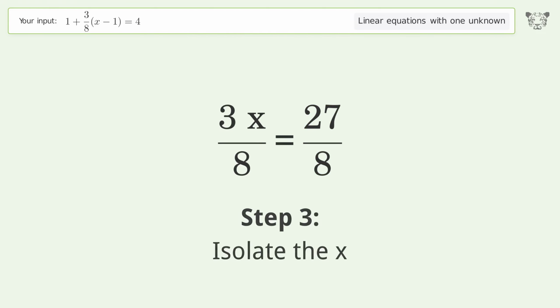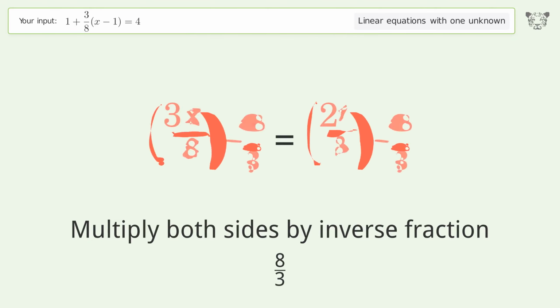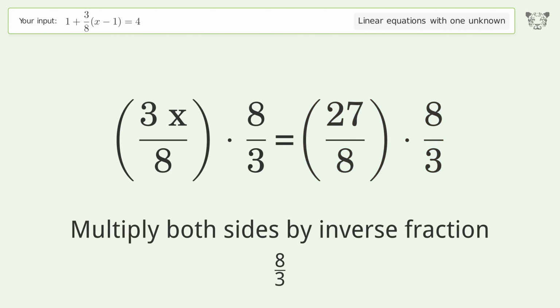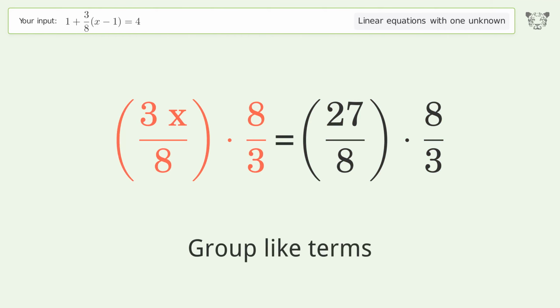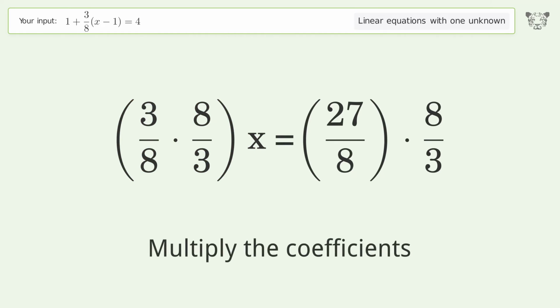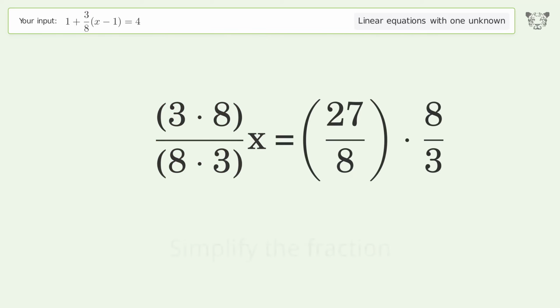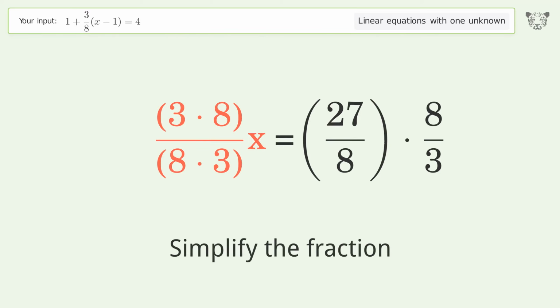Isolate the x. Multiply both sides by inverse fraction 8/3. Group like terms. Multiply the coefficients. Simplify the fraction.